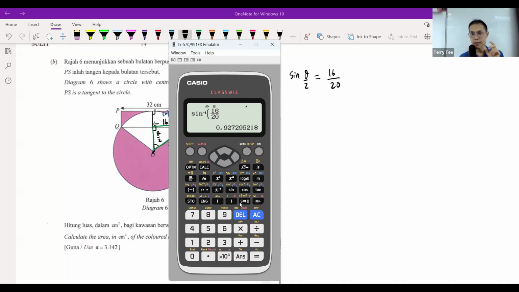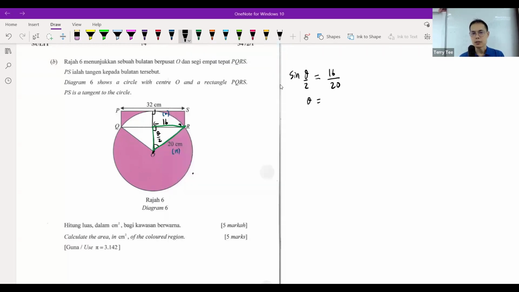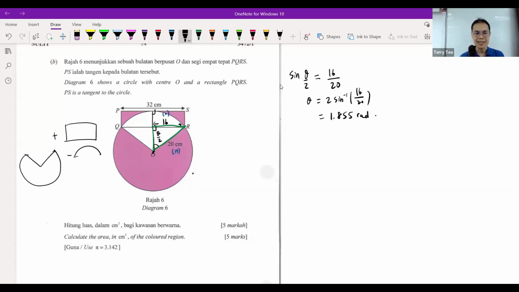0.9273. Please times 2, 1.855. You can use more decimal points, but I think it's not necessary. Theta, you can write as 2 times sine inverse 16 over 20, if you want, but it's not necessary: 1.855 in radian, to 4 significant figures. Now, next, if you're finding area, you notice that this shaded region or colored region consists of this sector plus this rectangle, but you have to subtract this segment. This is a segment. You're taking away this yellow region here.